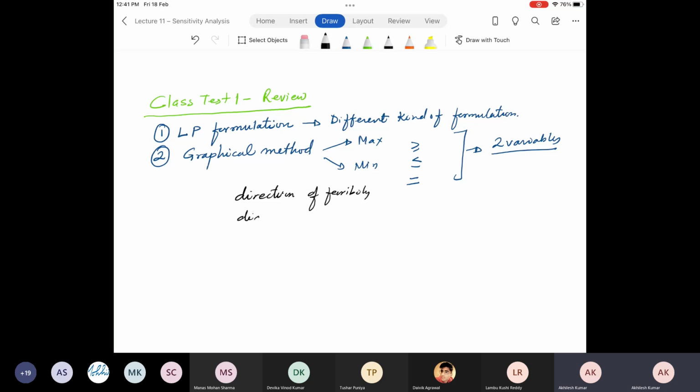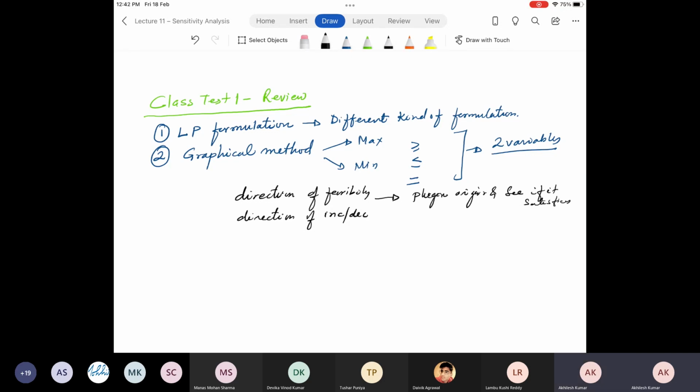And then direction of increase or decrease you have to find. The best way to find direction of feasibility, what have been taught? Plug in origin and see if it is satisfying.